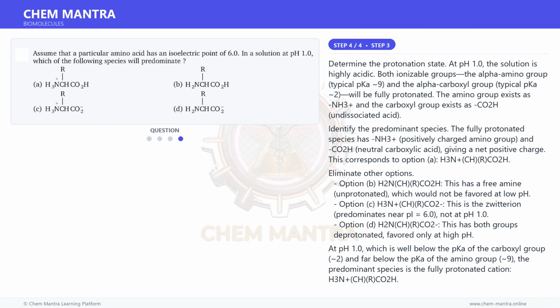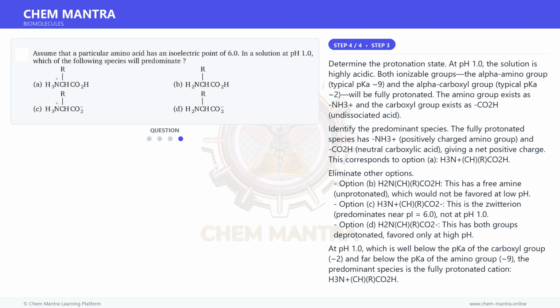And for the final step, determine the protonation state. At pH 1.0, the solution is highly acidic. Both ionizable groups, the alpha-amino group, typical pKa 9, and the alpha-carboxyl group, typical pKa 2, will be fully protonated. The amino group exists as NH3+, and the carboxyl group exists as CO2H, undissociated acid.